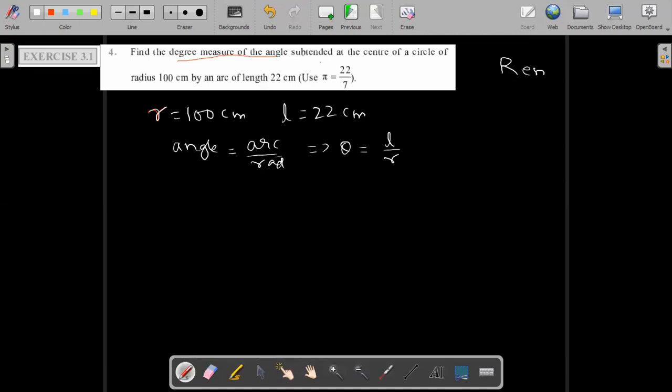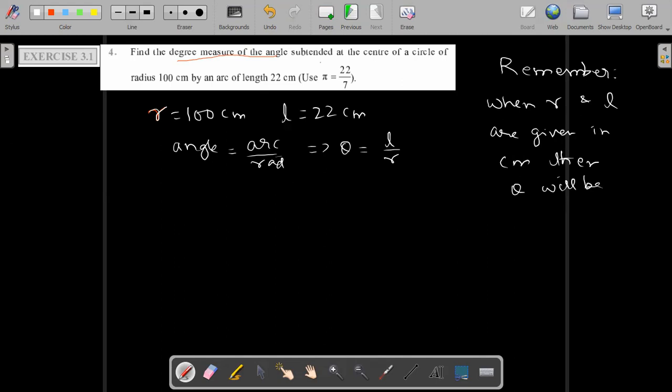But you always remember that when R and L are given in centimeters, both in centimeters or both in meters, then theta will be in radians, not in degrees. Theta will be in radians. So first we will get radians.